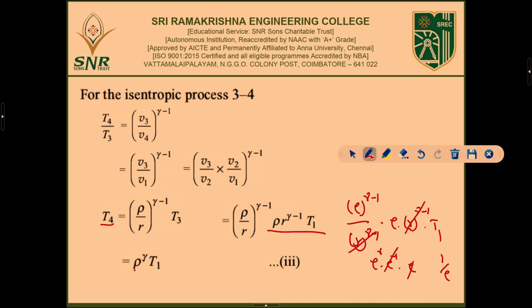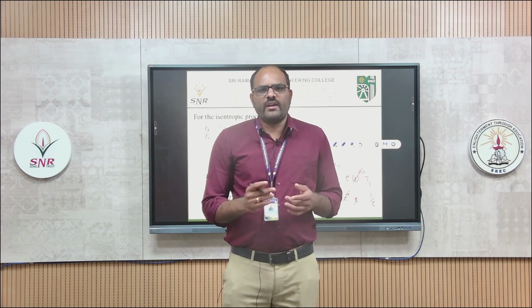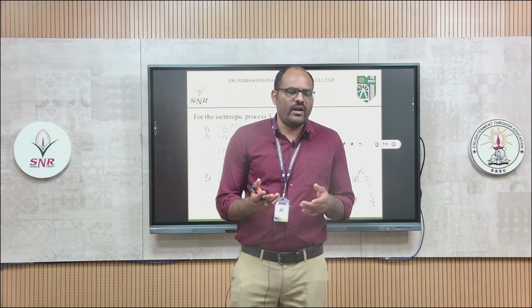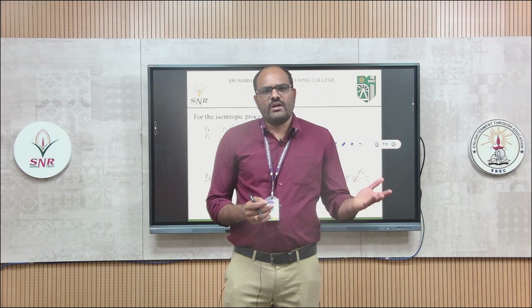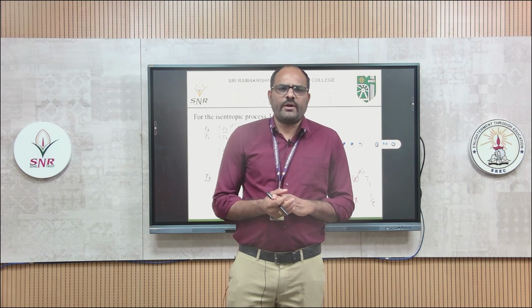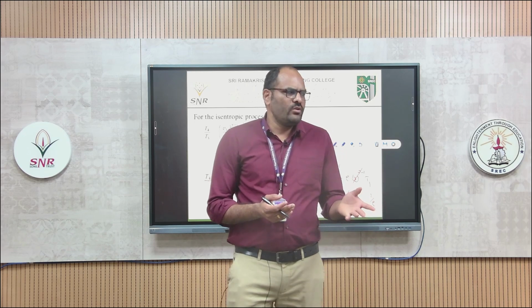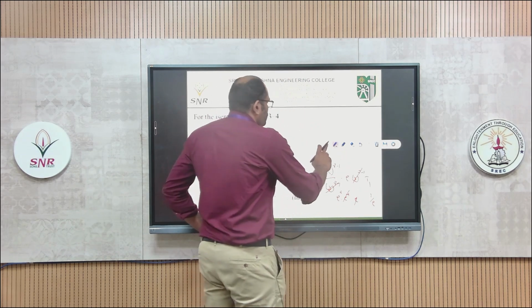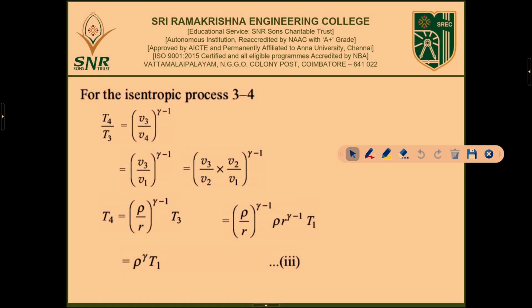Rho power gamma into T1 is the T4, right? Now we have all the temperatures, T2, T3 and T4. But we didn't find anything on T1. We already said that T1 is nothing but the inlet temperature, which we all know, so we don't need to find anything on the inlet temperature.